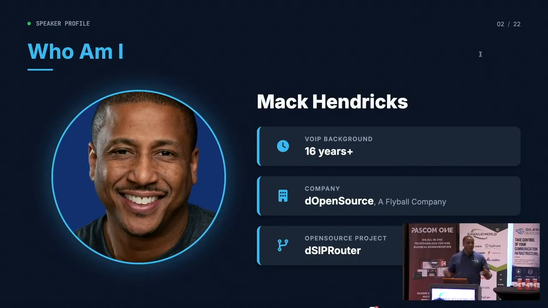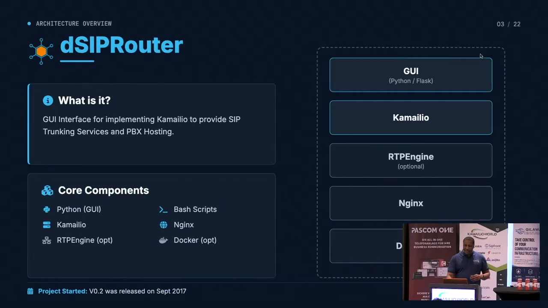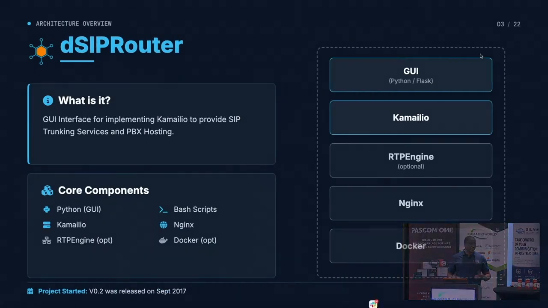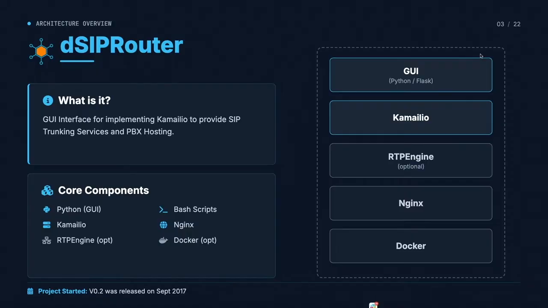As you all know, when you first start off with Kamailio, it's a little bit of a learning curve. So what we do is package it up so that it makes it real easy for people. It comes with Kamailio, obviously, RTP engine, a GUI, and some bash scripts to do the install. It's a really cool project that we've been working on for many, many years. I'm going to use DSIP Router a little bit to show you some of the things that we're doing, but this all can be applicable just to pure Kamailio.